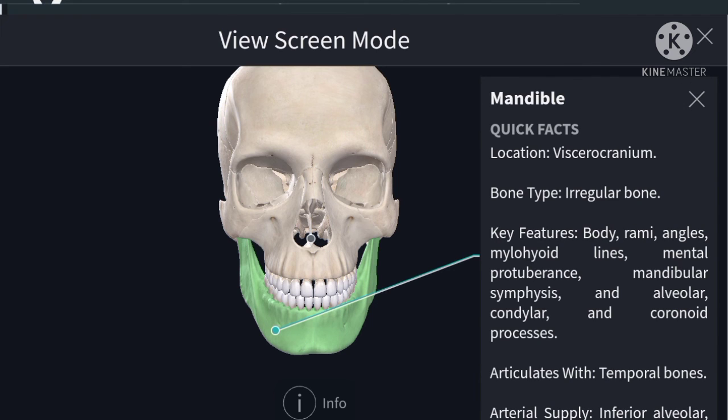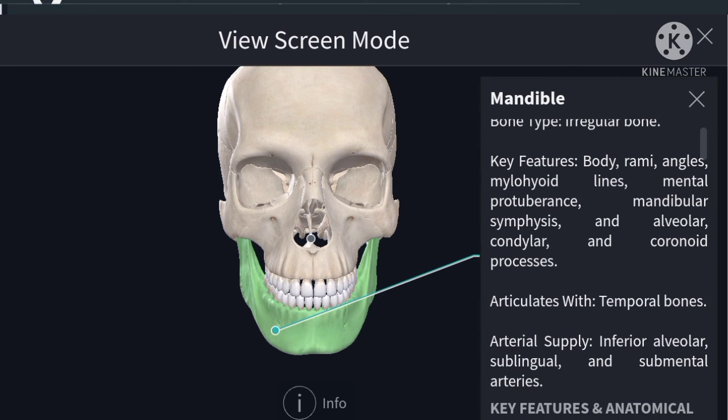And now we will see the mandible, and as you can see here, this is mandible and it is a type of irregular bone and is located in viscerocranium, and it articulates with only one bone, and that is known as the temporal bone, and it is supplied by the inferior alveolar, sublingual, and submental artery.